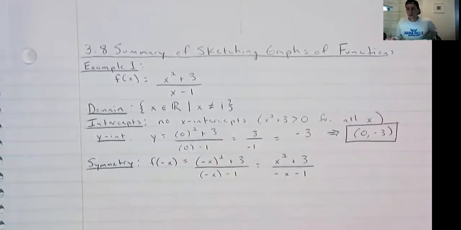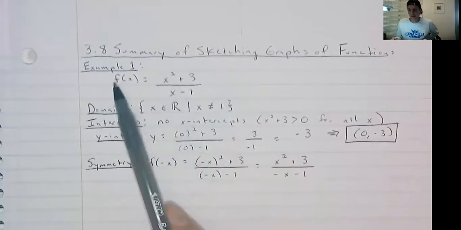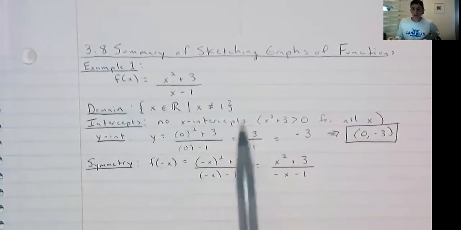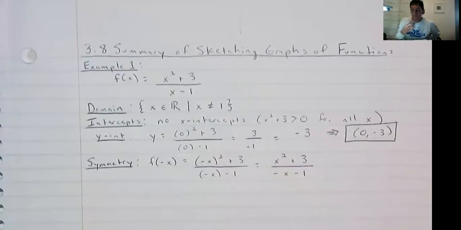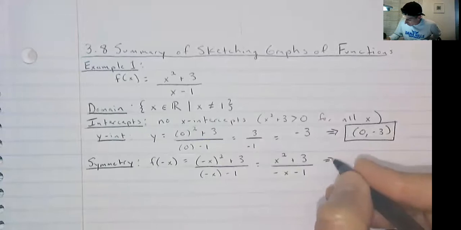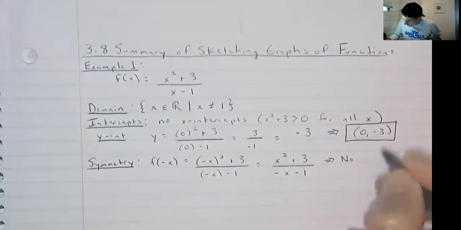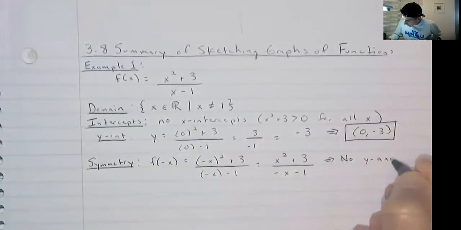Some of you might be thinking, well, shouldn't we test symmetry about the x-axis? Yeah, except if we have symmetry about the x-axis, we won't be a function. Okay, we're not going to worry about x-axis symmetry. So what this means is no y-axis symmetry.